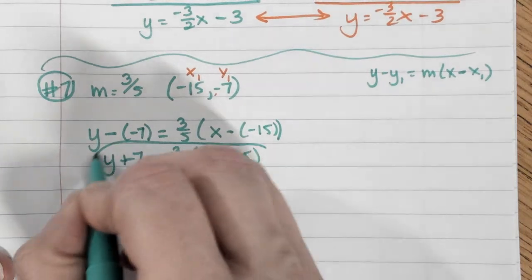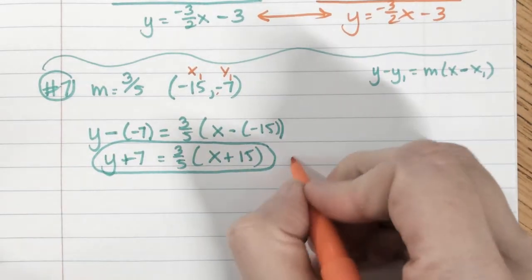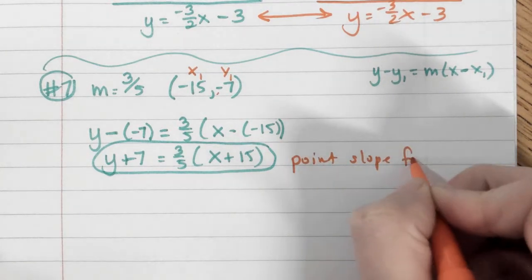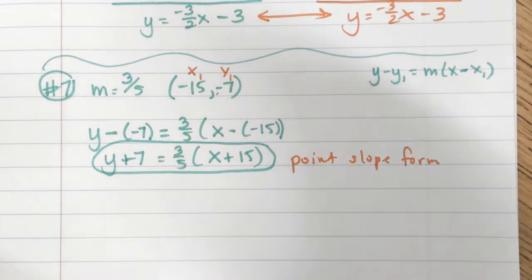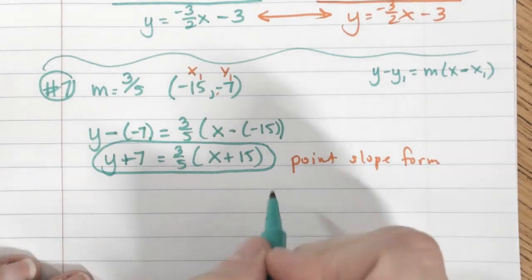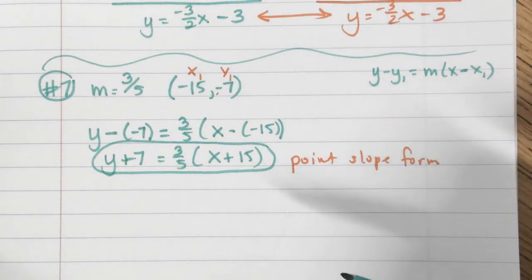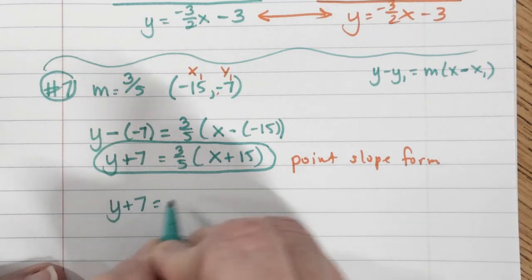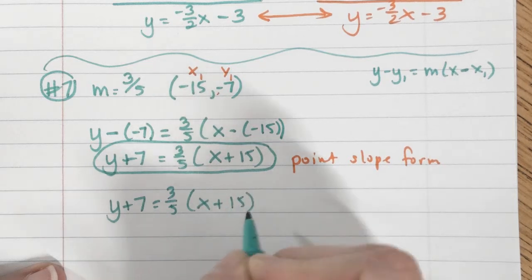This right here is point slope form. Okay? So if they ask you to write it in point slope form, this is all you do. You find the slope and a point, you just write it. Now, if I want to convert that, maybe to find the y-intercept, or because they're telling me to put it in slope-intercept form, then I'm going to take it a step further. I'm going to do y plus 7 equals 3/5 x plus 15.